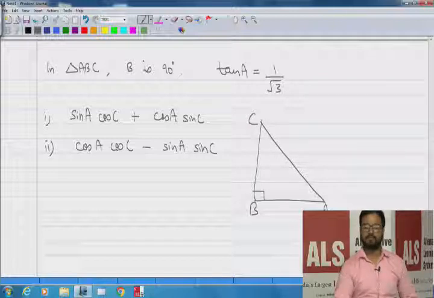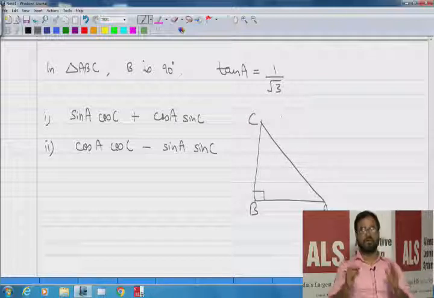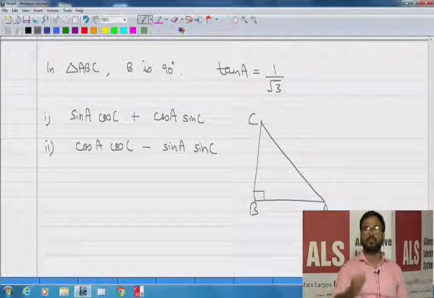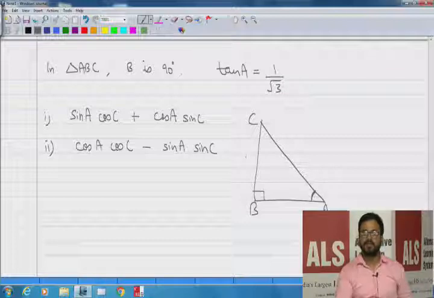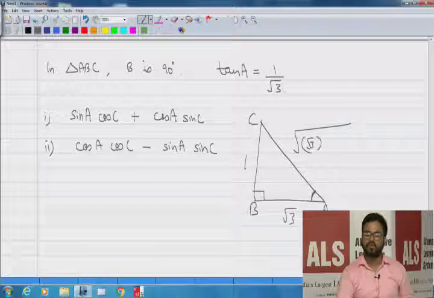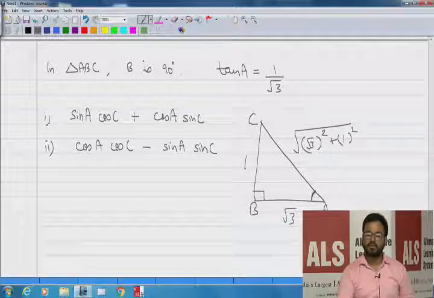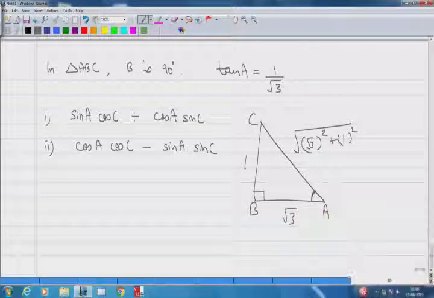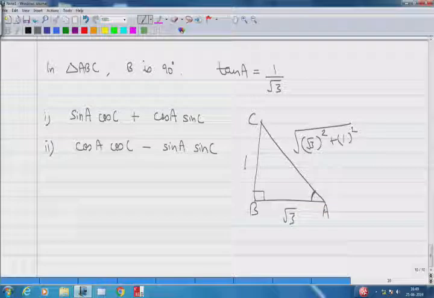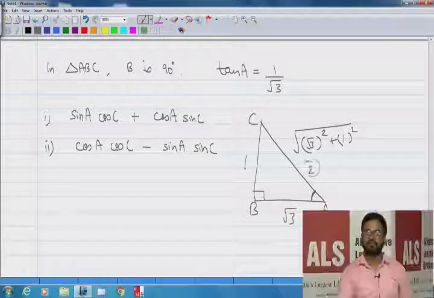So, tan A is 1 by root 3, and now you might know that tangent of any angle is the ratio of perpendicular upon base. So, if I am considering this angle, perpendicular is 1, base is root 3. You can find the hypotenuse by squaring these two and taking under root. So, under root of root 3 square plus 1 square. Root 3 square is 3, 1 square is 1, 3 plus 1 is 4. So, root of 4, that is 2.